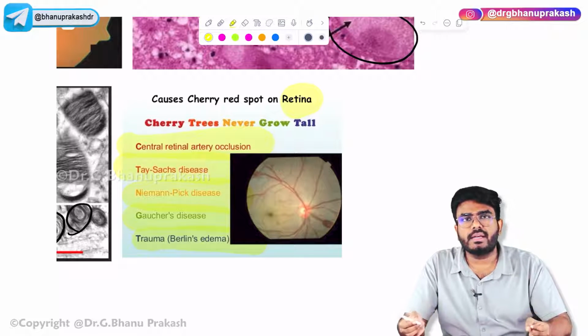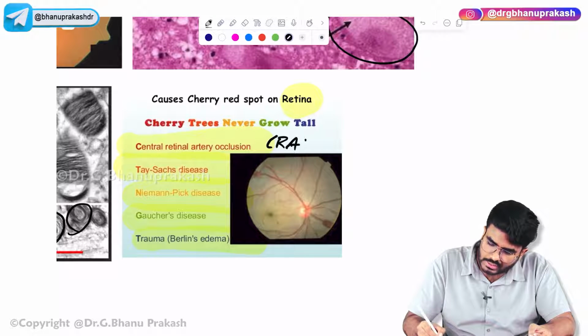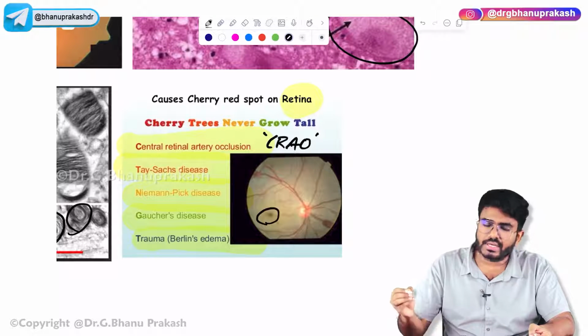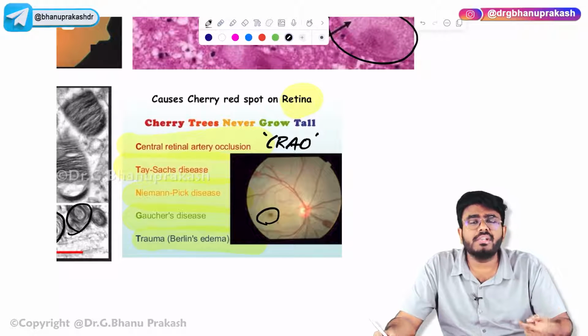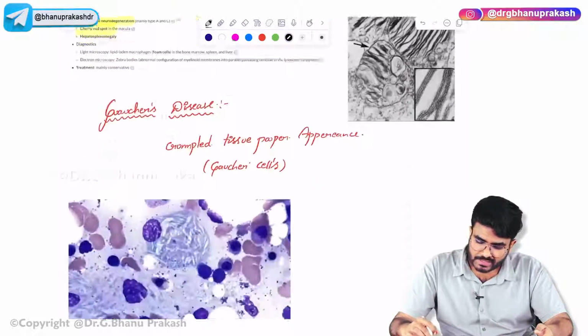Central retinal artery occlusion, CRAO. You can see the cherry red spot in Niemann-Pick's disease, Tay-Sachs disease, Gaucher's disease. In all these conditions, even in trauma, it can be seen. So that's not something specific.